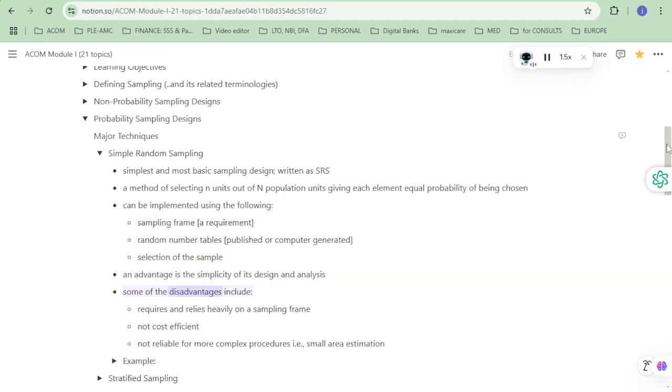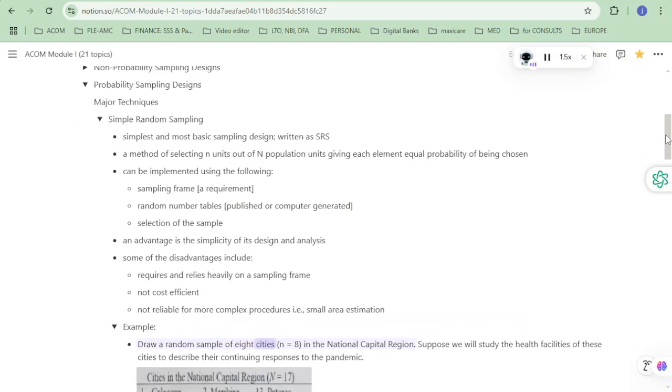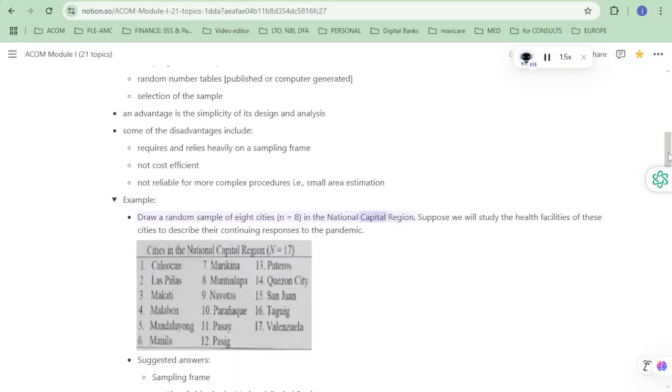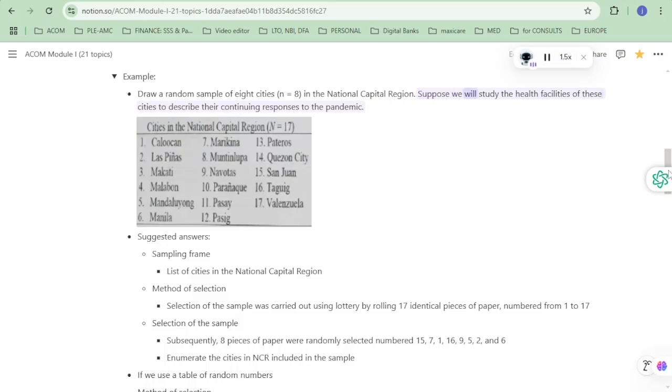Some of the disadvantages include: requires and relies heavily on a sampling frame; not cost efficient; not reliable for more complex procedures, i.e., small area estimation. Example: draw a random sample of 8 cities, n equals 8, in the national capital region. Suppose we will study the health facilities of these cities to describe their continuing responses to the pandemic.